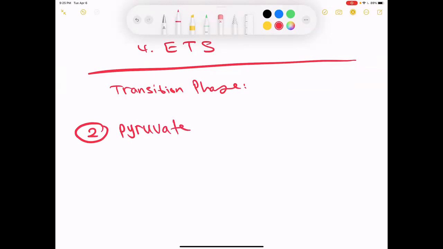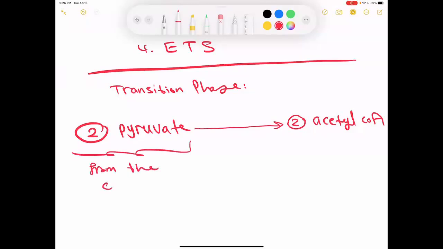The 2 pyruvate from glycolysis will get transported into the mitochondrion and they will become 2 molecules of acetyl coenzyme A. So this again is from the cytoplasm, to be exact, from glycolysis. We said before that this reaction is taking place in the mitochondrial matrix.